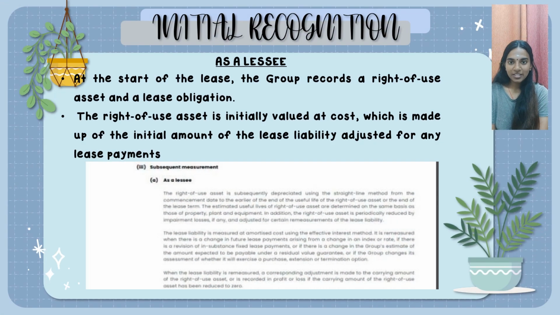Firstly, initial recognition. At the start of the lease, the group records a right-of-use asset and a lease obligation. The right-of-use asset is initially valued at cost, which is made up of the initial amount of lease liability adjusted for any lease payment made at or before the commencement date, any initial direct cost incurred, and an estimate of the cost to remove and dismantle the underlying asset or to restore the underlying asset or the site on which it is located, and any lease incentives received less those costs.